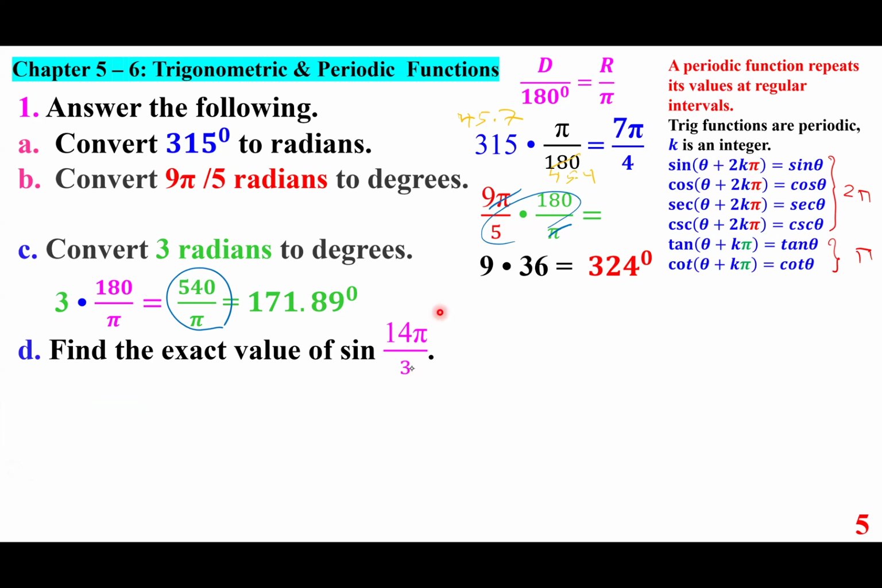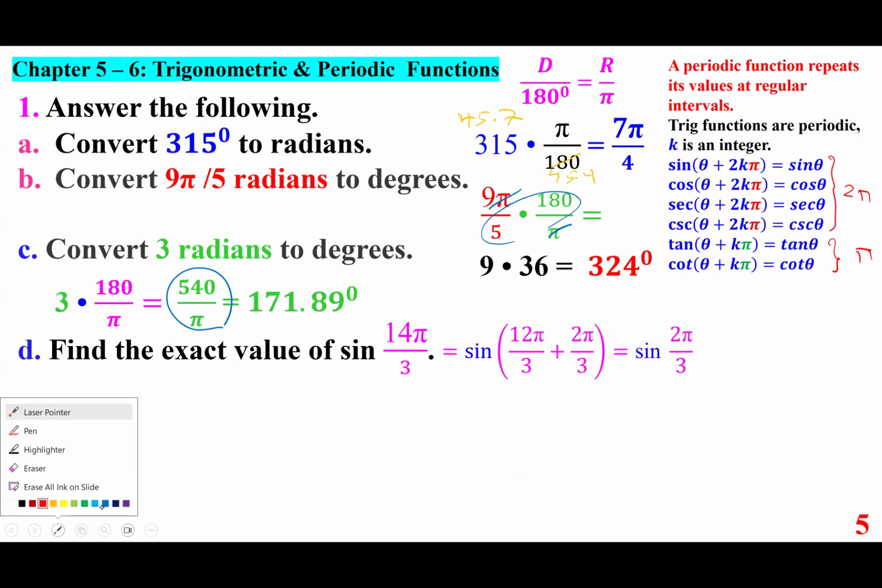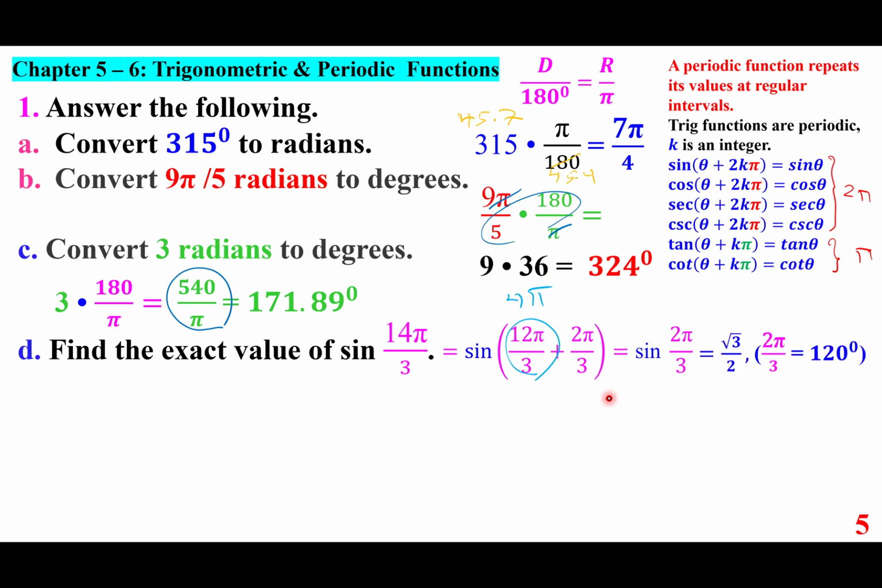Therefore, because this is larger than 2 pi, you can take multiples of 2 pi out and you get the same answer. Since 12 pi over 3 is 4 pi, let's write that. This is the same as 4 pi, and again, it is multiples of 2 pi. Okay, that's fine. It's the same as 2 pi over 3, and sine of 2 pi over 3 is one of the common arcs we need to know. It's square root of 3 over 2. And by the way, 2 pi over 3 is 120 degrees.